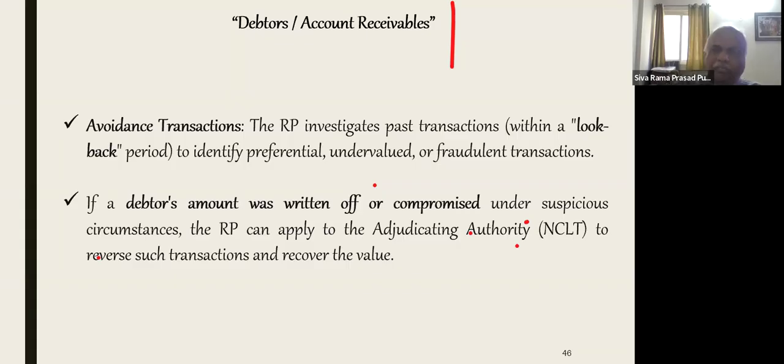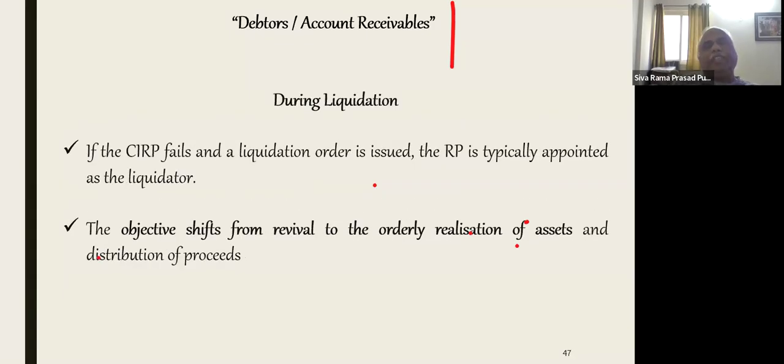Avoidance and preferential transactions, okay, this is over. During liquidation also, the liquidator has to verify. If a CIRP fails and goes into liquidation, the RP is typically appointed as the liquidator. The objective shifts from revival to orderly realization of assets and distribution. Once all the physical assets are appraised, one by one they will sell them, and through the waterfall mechanism, they will appropriate the proceeds.